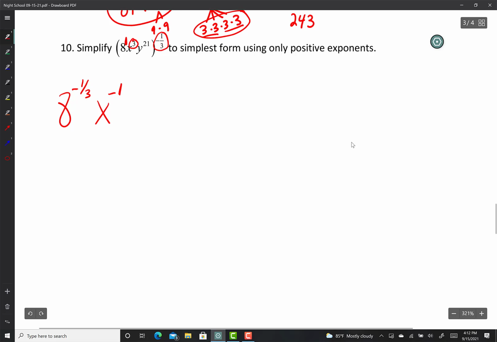Negative 1, good. And then what is 21 times negative 1/3? Just say, how many times does 3 go into 21? Does it go 7? So y to the negative 7. Do you guys see that? All right, so what does that mean? That means 1 over 8 to the 1/3 x y to the 7th.